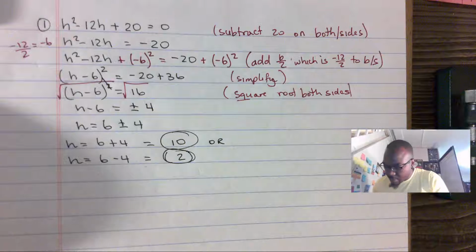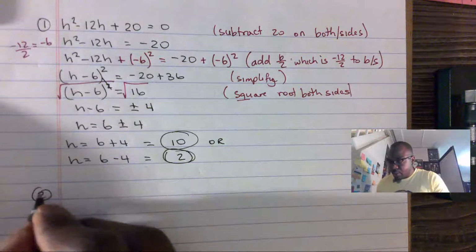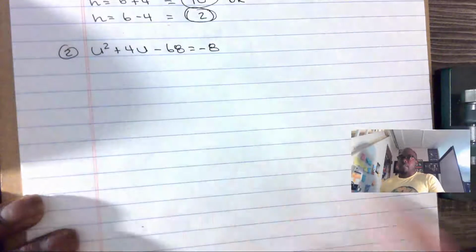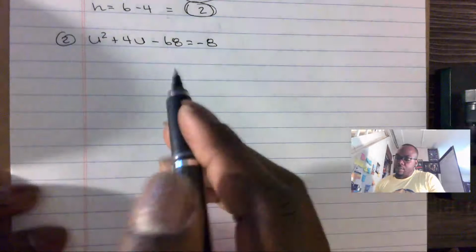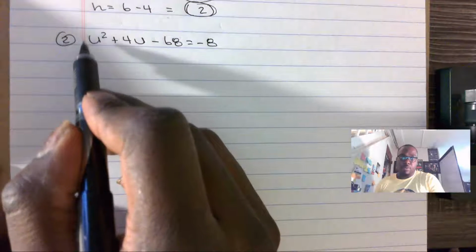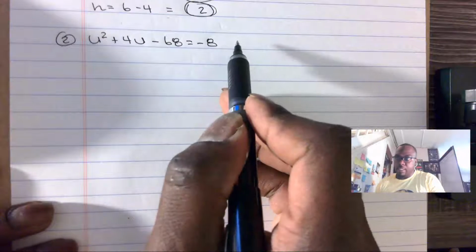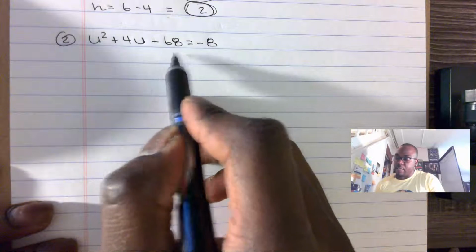All right, so now let's go ahead and look at number 2. So for number 2, we have u squared plus 4u minus 68 is equal to negative 8. All right, so this is what we have. So now what I need to do is, because the coefficient of u squared is 1, I need to get my constant on my right side. All right, so by doing that, I'm going to add 68 to both sides.